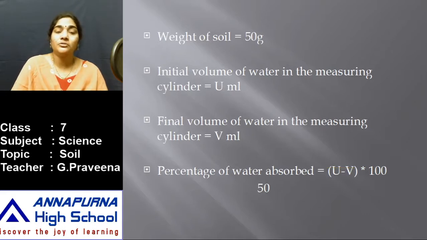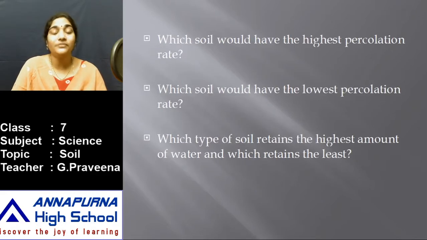So the initial volume of the water in the measuring cylinder you consider as U ml, and the final volume of the water in the measuring cylinder is V ml. So the percentage of water absorbed, you just consider as U minus V, that is 100 minus 50, so that you will get the exact percolation rate of water by doing this activity. Try it with different samples of soils. So these are all the different properties of soil.